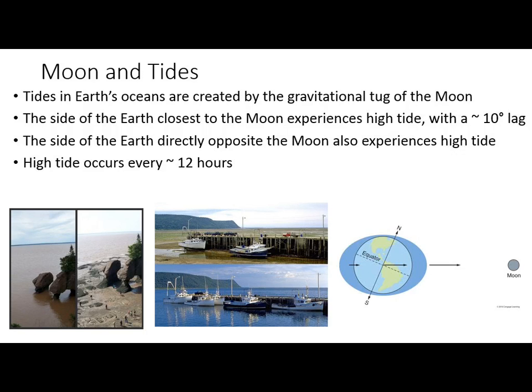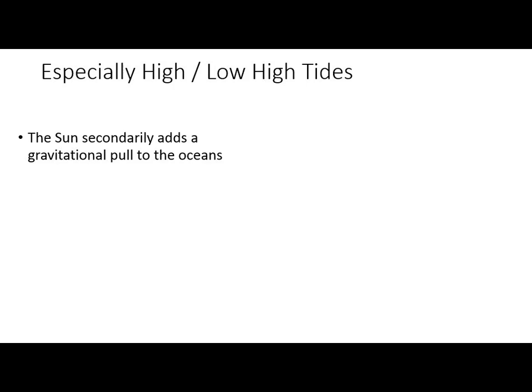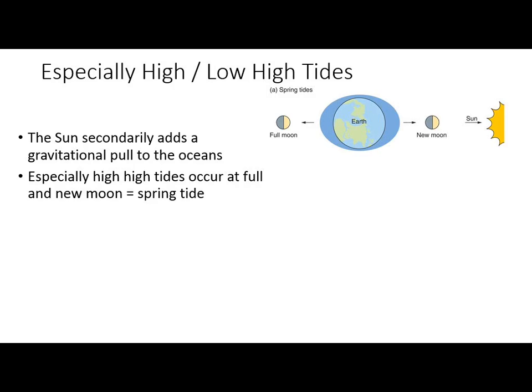All right. So there's a little subtle difference between high tide and high tides. Sometimes the high tides are especially high, and we call that spring tide. And that occurs when not only the moon gives a tug to the Earth's oceans, but also the sun gives a tug. So the times when the moon and the sun are on the same side of the earth would be new moon and full moon. New moon and full moon. They can work together to create especially high tides.